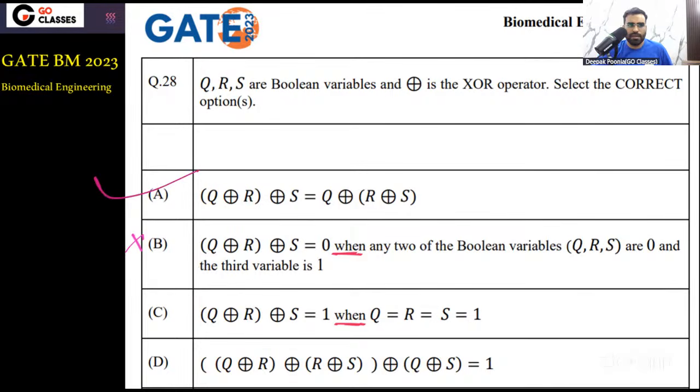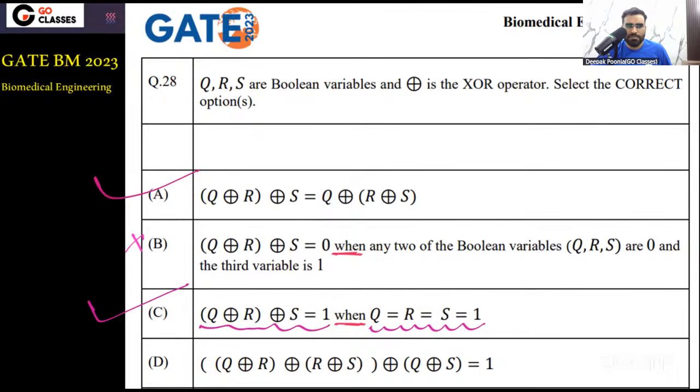Let's see option C. In option C, we are saying when Q, R, S all are 1, then you can see an odd number of input variables are 1, because all three inputs are 1. So an odd number of input variables are 1. Then XOR will be 1. Yes, XOR will be 1. So this option C is true.